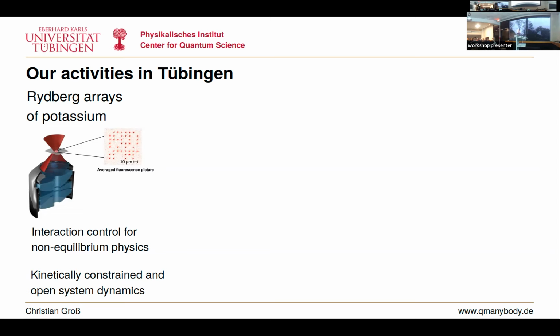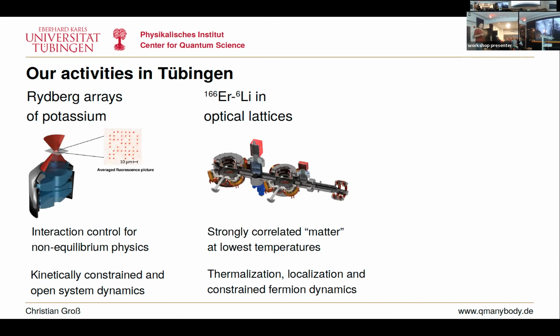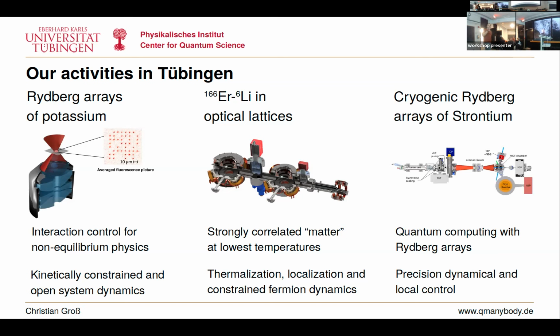What I'll be doing in Tübingen: we have one experiment, the one that I saw flying there. It's about potassium in tweezer arrays, where we study new ways of controlling interactions between Rydberg atoms, mostly for non-equilibrium physics. We want to study kinetically constrained and open system dynamics in these systems. Then we have the new platform that I want to talk more about, this erbium-lithium mixture in optical lattices, and the idea, as I said, is strongly correlated matter at lowest temperatures. There are many other things you can do with this. One is thermalization and localization in very strongly mass-imbalanced mixtures. And the third experiment is about cryogenic Rydberg arrays of strontium.